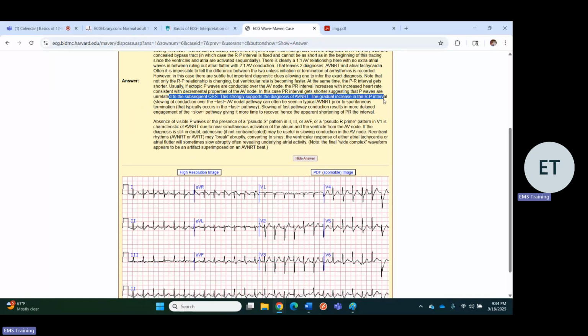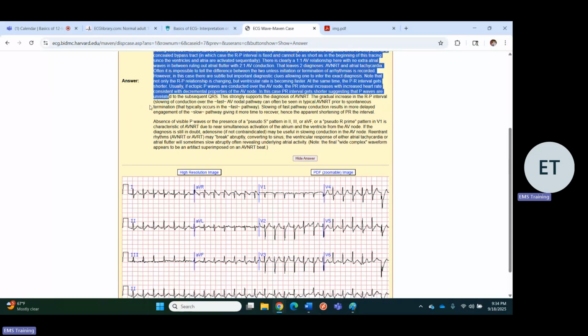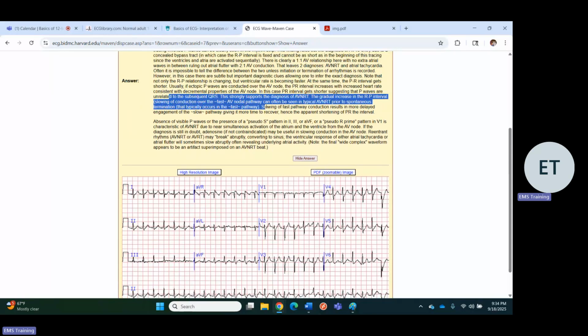The gradual increase in the R to P interval, or slowing of conduction over the fast AV node pathway, can often be seen in typical AV NRT prior to spontaneous termination. That typically occurs in the fast pathway. Slowing the fast pathway conduction results in more delayed engagement of the slow pathway, giving it more time to recover, hence the apparent shortening of the PR interval. Oh, yeah.